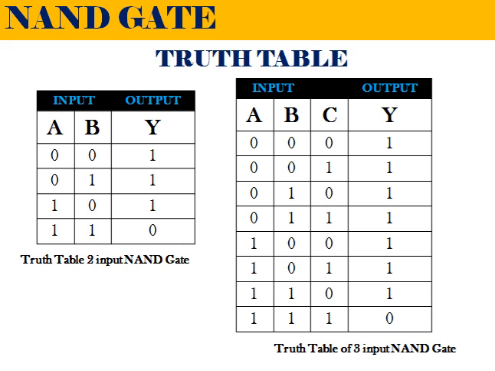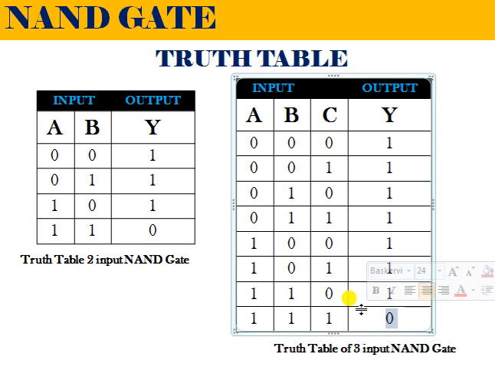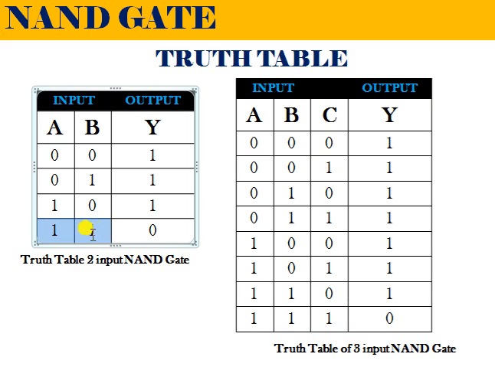We also see the three input NAND gate. Here also we can see its output is high if any one of the inputs is low. But if all the inputs are high, then the output will be zero, low. See, all the inputs are high, the output will be 0. So this is all about NAND gate.